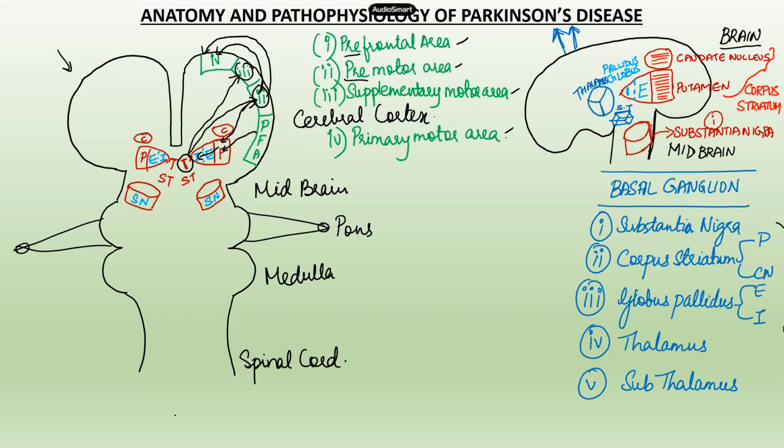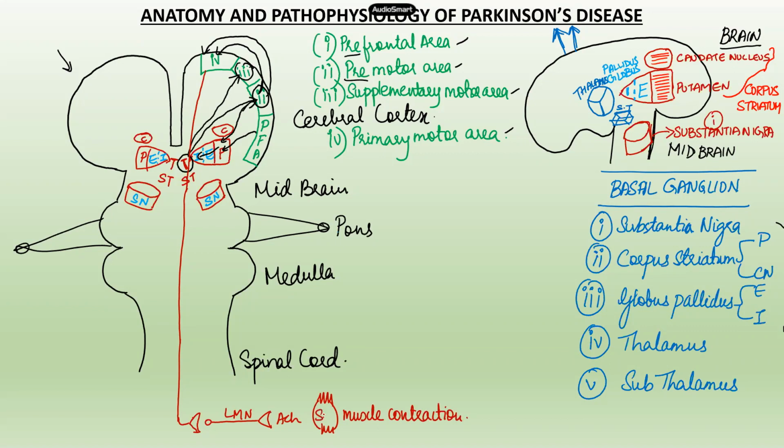Now, this primary motor area, as you have already studied in your physiology, will give out corticospinal tracts. Right. Now, these corticospinal tracts give out certain neurotransmitters, and these neurotransmitters will fall on the lower motor neurons, and these lower motor neurons will ultimately release acetylcholine, and if suppose this is your muscle, they will cause the muscle contraction. This is a skeletal muscle.